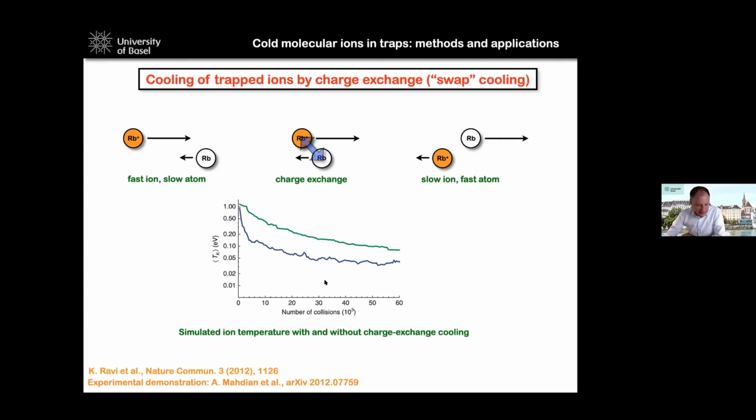And I should also mention there is a nice experiment from Johannes Hecker Denschlag's group very recently, where they also characterize these sort of processes in detail experimentally.